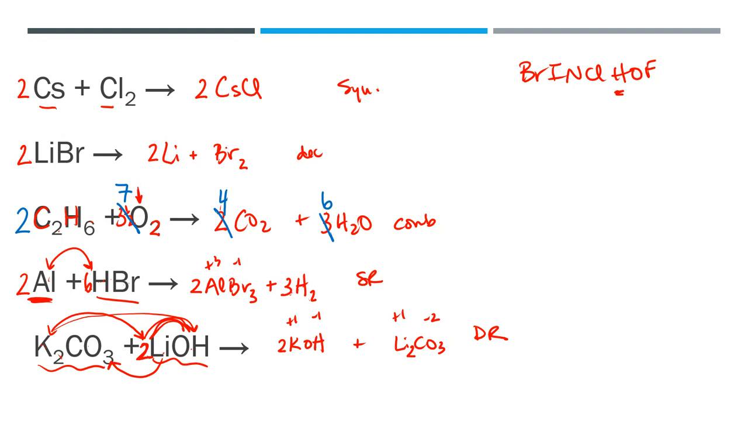Decomposition, we have a compound that breaks down into its single elements. Combustion, we have oxygen gas in the reactants. If I'm combusting a hydrocarbon, a compound that's composed of only hydrogen and carbon, we're going to produce CO2 and H2O. Here is a single replacement. I have a single element and a compound. The 2 things are going to trade places. Here I have double replacement, compound. 2 things are going to trade places.